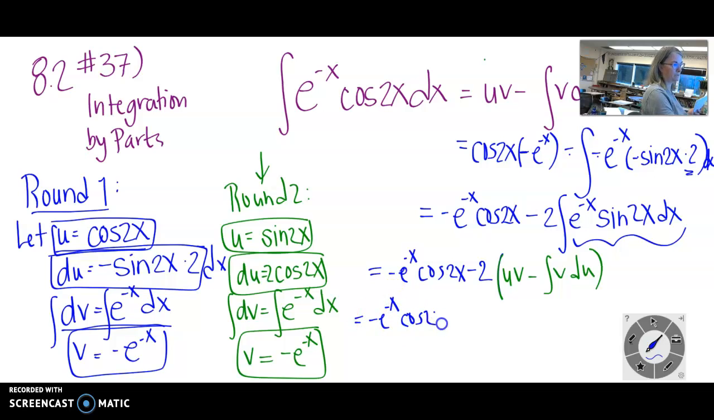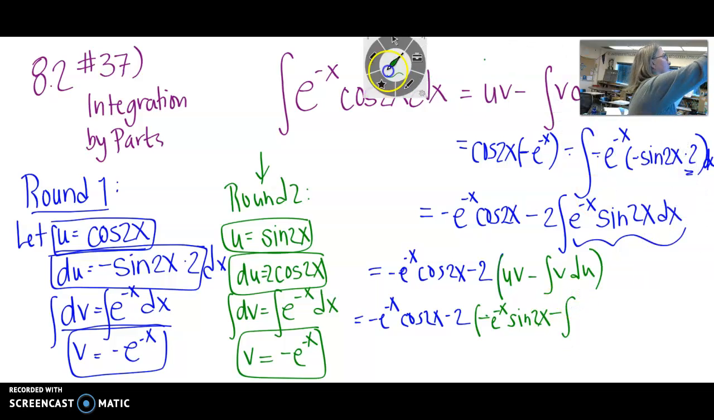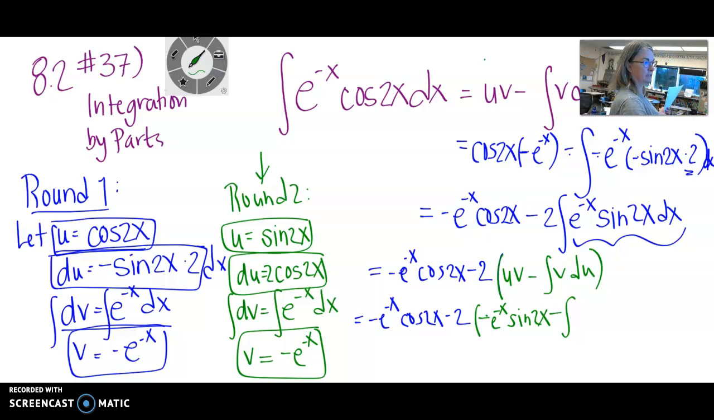That's from round 1. And then in here we have u, which is sine of 2x, times v. So I'm going to go negative e to the negative x sine of 2x. That's u times v, but I did v times u instead. Minus v, which is negative e to the negative x, and then du, which is 2 cosine of 2x dx. Okay, so let's simplify all of that.